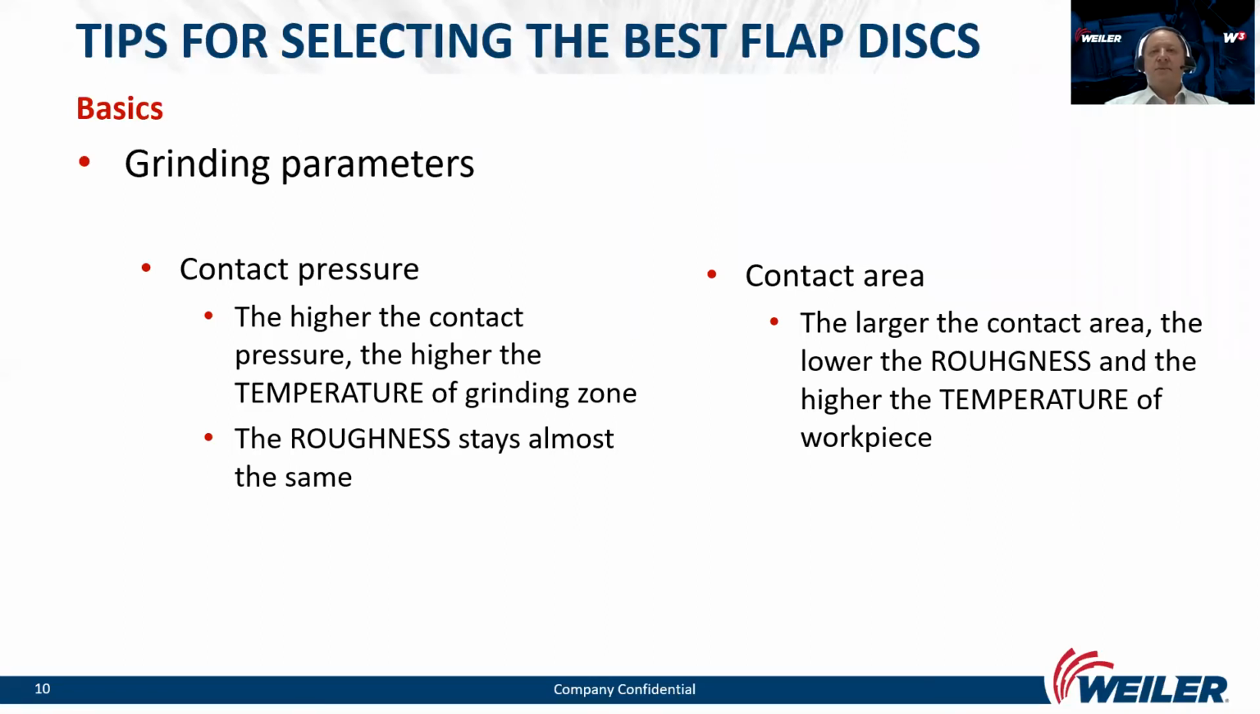Contact area. The larger the contact area is, the lower the roughness of the surface is, and the higher the temperature of the workpiece surface is. So, the larger the contact area is, the longer is the contact between grains and workpiece surface. So the temperature, that's why, goes up. Nevertheless, we have to choose the diameter of flap discs that allows a fairly large contact area. Too small a contact area can result in insufficient efficiency.